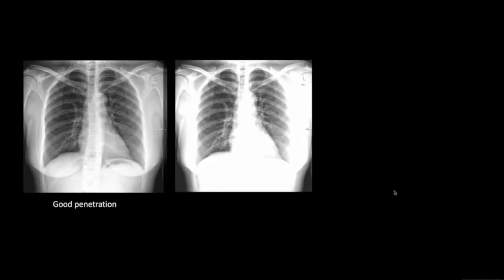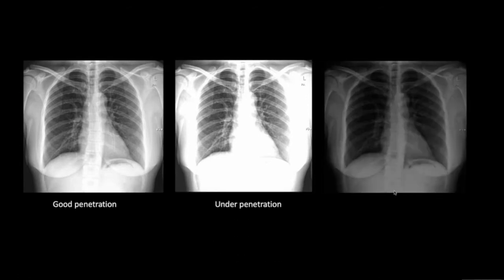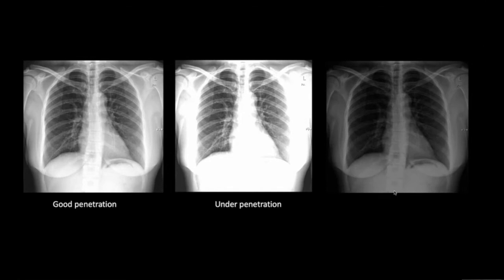This is an example of chest radiograph of good penetration. This, on the other hand, shows an underpenetrated image where the retrocardiac lungs and periphery are not well seen. This is an example of over-penetrated image where it's too dark. Lung markings cannot be seen properly. Small pneumothorax, for instance, may be missed.